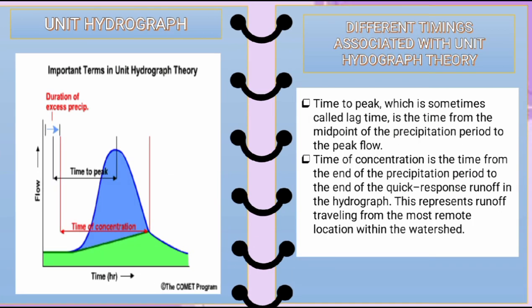These are the important terms in unit hydrograph theory. The time to peak, which is sometimes called lag time, is the time from the midpoint of the precipitation period to the peak flow. Also, the time of concentration is the time from the end of the precipitation period to the end of the quick response runoff in the hydrograph. This represents runoff traveling from the most remote location within the watershed.